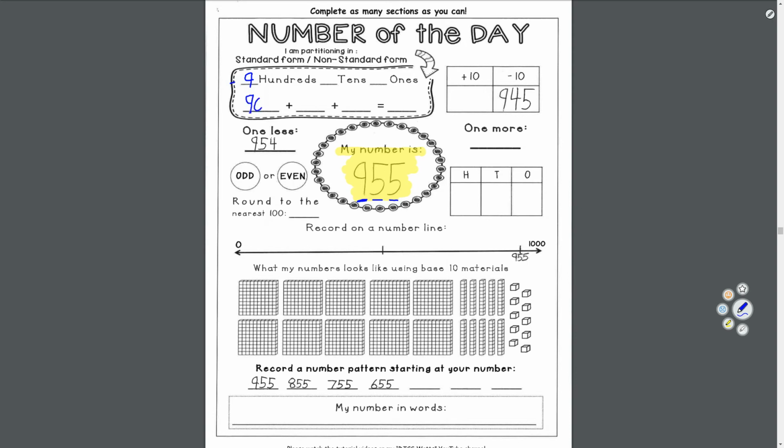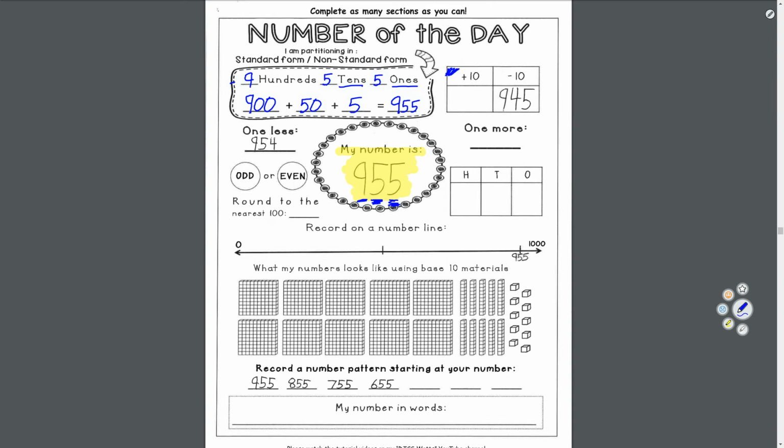No, it means 900. Now what about the tens place? We have 5 in the tens place, and 5 tens equals 50. And the ones place, we have 5 again, and 5 ones equals 5. So 900 plus 50 plus 5 is 955.